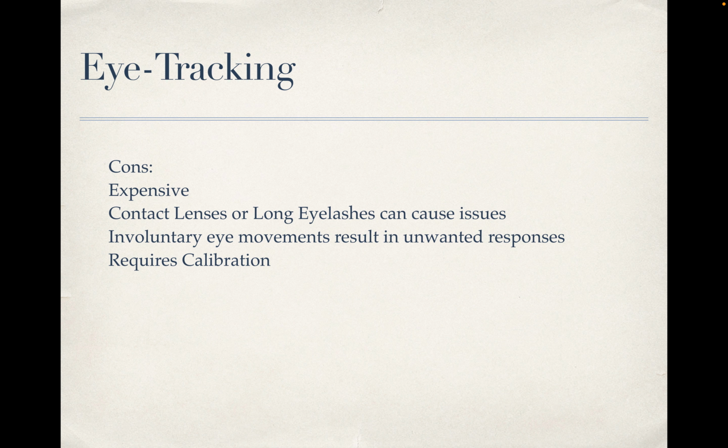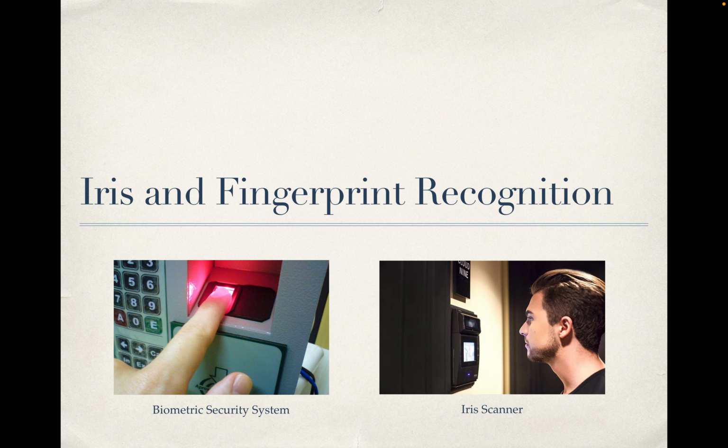Contact lenses or long eyelashes have been known to cause issues. And I think this is the big thing compared to, for example, hand gestures. Involuntary eye movements make precise responses difficult. It just makes things inconsistent and difficult to control. And eye tracking technology tends to require calibration or long calibration periods, which can be frustrating for users.